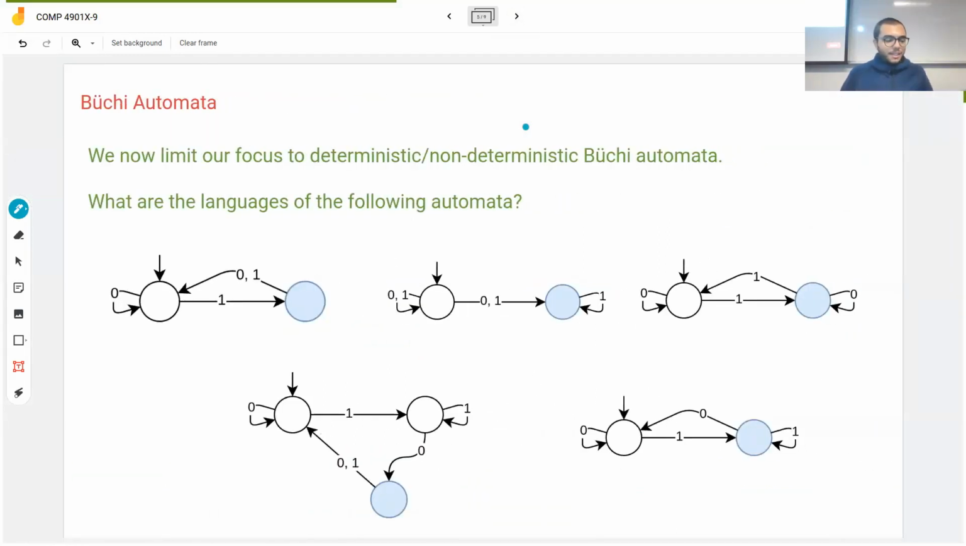Okay, let's do some examples. Let's say that I'm just working with Büchi automata. Imagine all of these automata are Büchi automata. I want you to tell me what the languages of each of these automata are. So what is the set of infinite strings that each one of these automata accepts? Let's start with this one. What words are accepted by this automaton? All number of one.